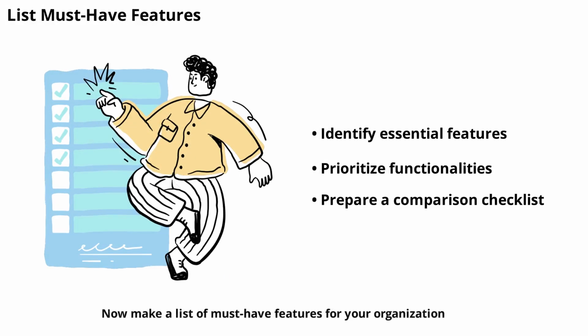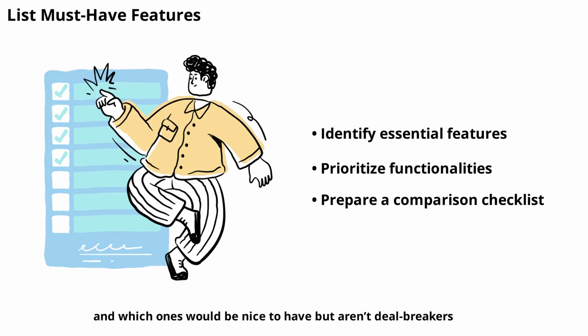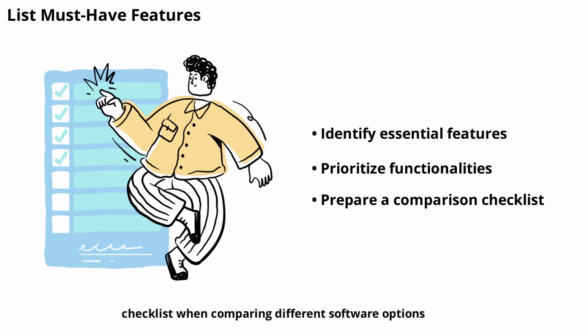Now, make a list of must-have features for your organization. Common features include scheduling posts, analytics, team collaboration, content libraries, and integration with other tools. Think about what functionalities are essential for your daily operations and which ones would be nice to have but aren't deal breakers. This list will serve as your checklist when comparing different software options.